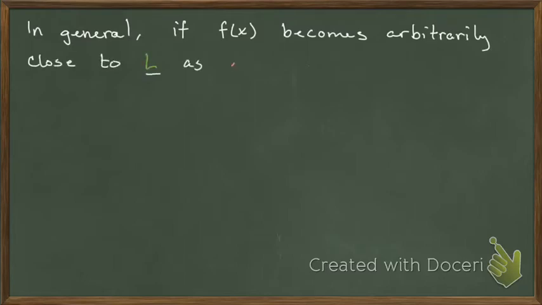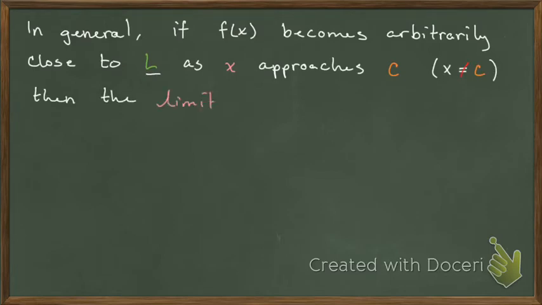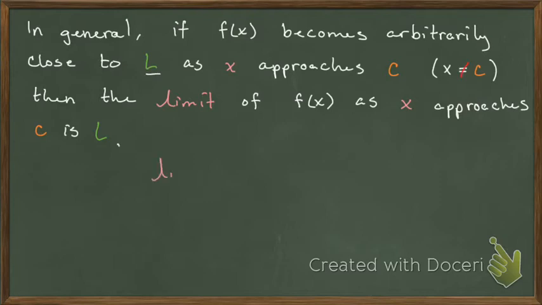So in general, we say the following thing. If f of x becomes arbitrarily, there's that term again, close to L, just some letter, as x approaches c. Now, it's important to note that x might not be able to be c. Then the limit of f of x as x approaches c is L, okay? So f of x becomes close to L as x approaches c. We say that the function f of x has a limit, and that limit is L as x approaches c. We write that very similar to how we wrote the last example there. The limit as x approaches c of f of x is L.